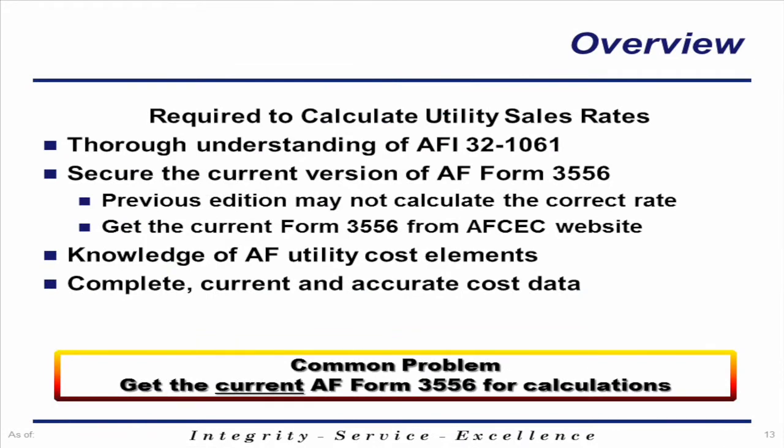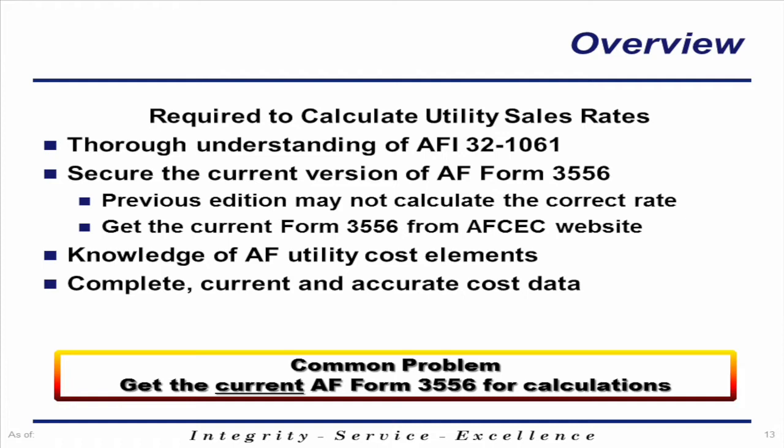AFI 32-1061 is the resource for the utility sales program, and we'll talk a little more about that on the next slide. You have to read and understand 32-1061. The other thing you're going to need is a current version of the Air Force Form 3556.